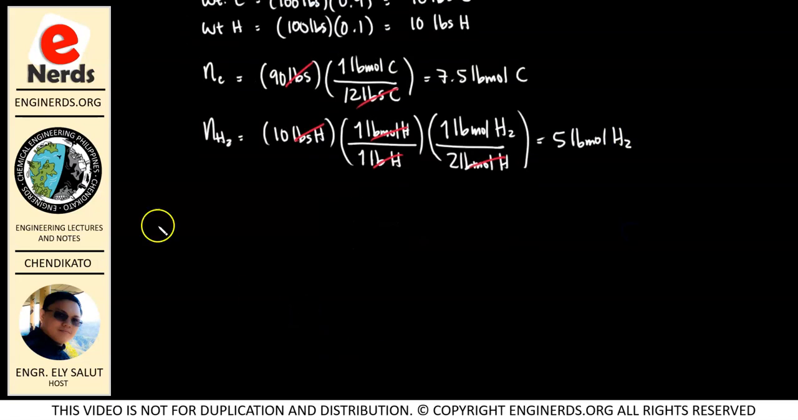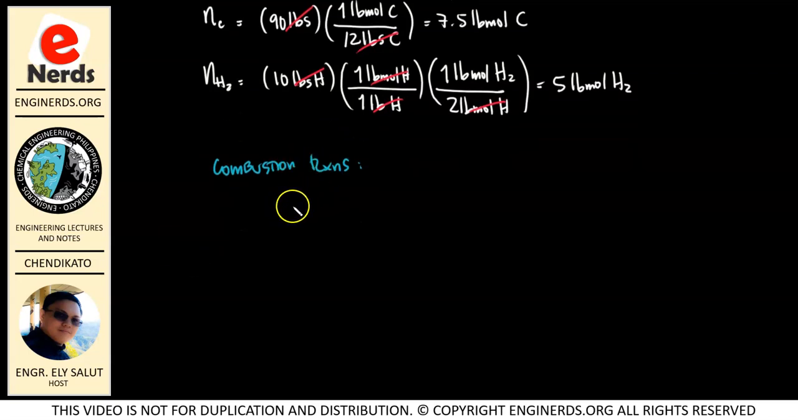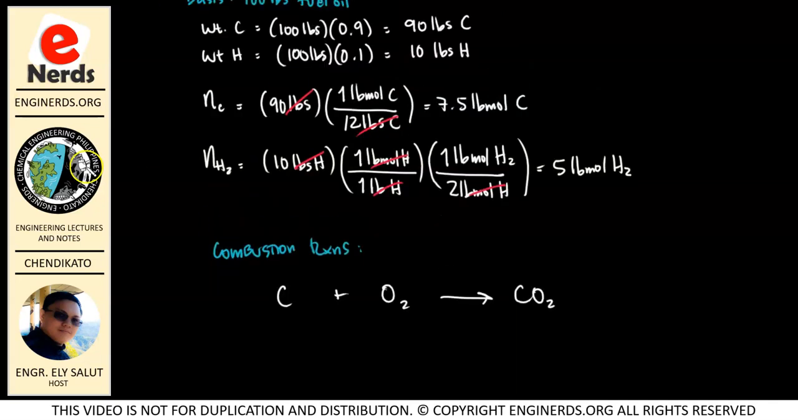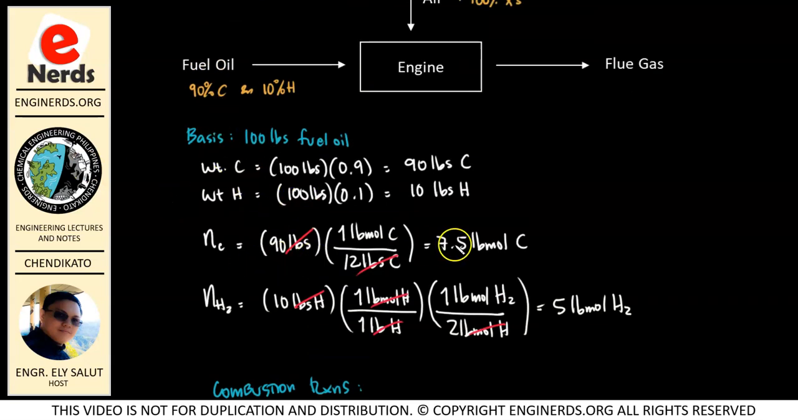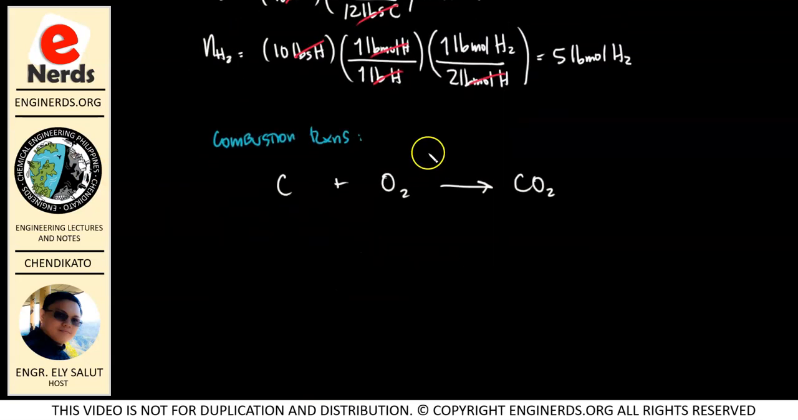So, we have 5 pound moles of H2. Okay, so, kunin na natin yung ating combustion reactions. Okay, this is our reaction for complete combustion. No? So, our carbon will react with O2 to produce CO2, right? So, how many moles of carbon do we have? Okay, so we have 7.5 pound mole of carbon. So, we have here 7.5 pound mole. So, 1:1 tayo. So, meron din tayong 7.5 of O2 and 7.5 of CO2, di ba?